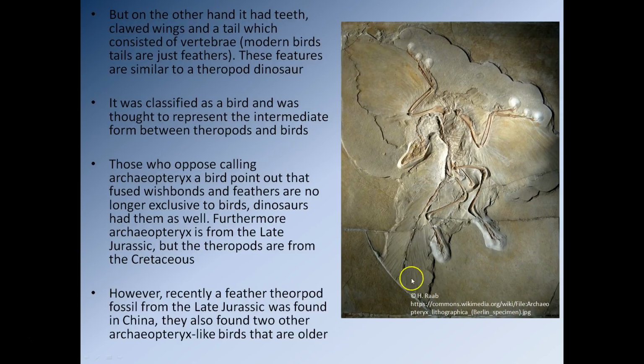However, recently a feathered theropod fossil was found in late Jurassic rocks in China, and there are also two other Archaeopteryx-like birds that have also been found in China that occurred in even older rocks. So that's helped to push back the beginning of the theropod subclade a little bit further, which is exactly what we need to make this make sense.